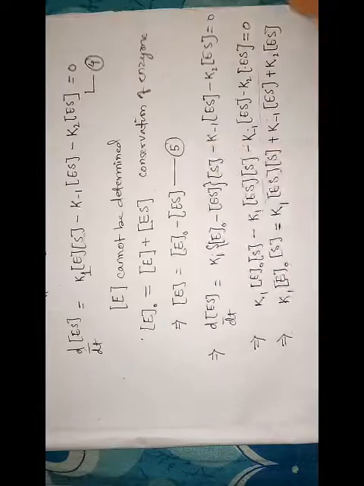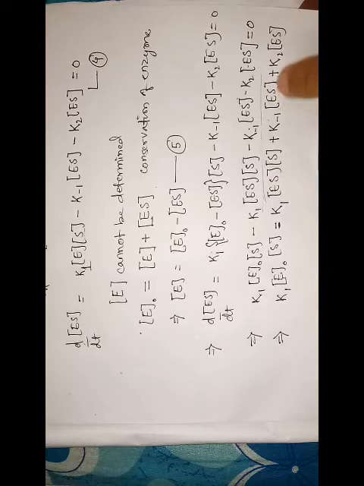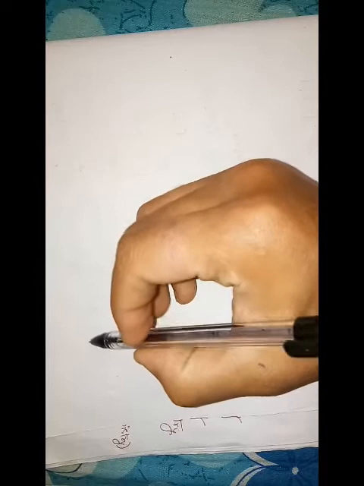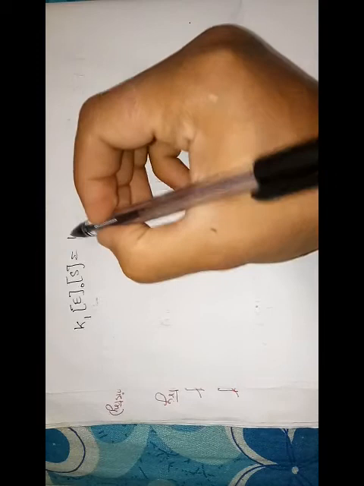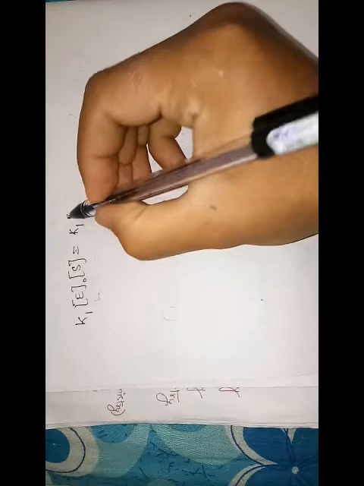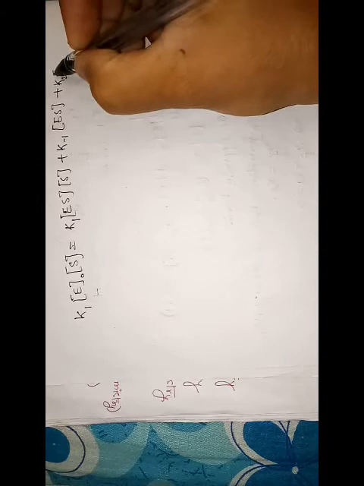So now we will take ES common, you can see that ES can be taken common from these three terms. So our equation was k1 E naught S is equal to k1 concentration of ES concentration of substrate plus k minus 1 concentration of ES plus k2 concentration of ES.